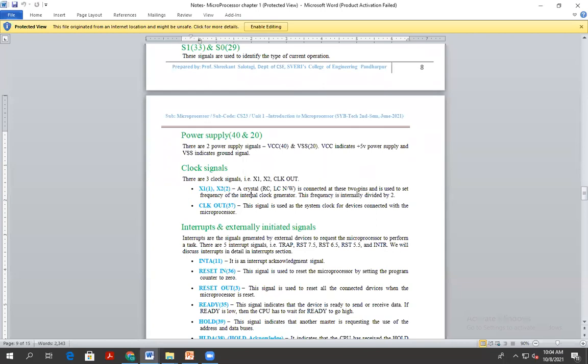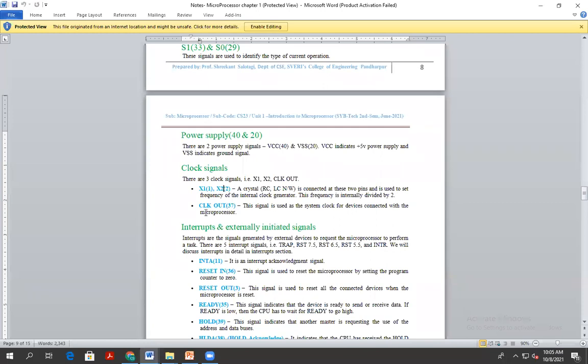So in that, these two pins are used to set the frequency of the internal clock generator, and this frequency is internally divided by 2. Why is it divided by 2? Because X1 and X2 are there. So you have to divide it by 2 to get the actual clock value, and you will get a time-consistent working functionality of 8085.